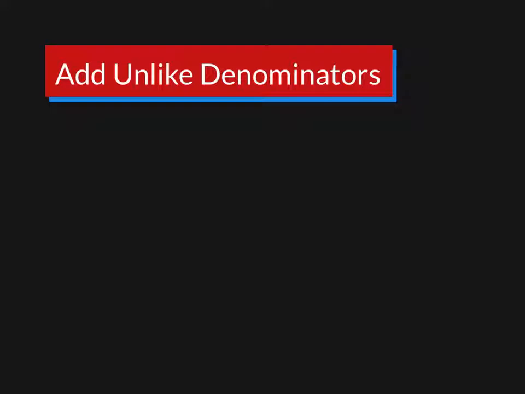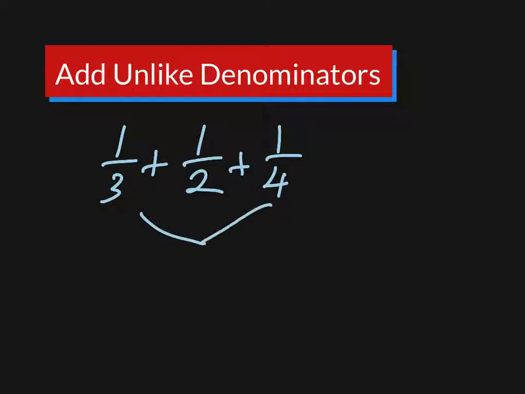Now on a final note, if you were to have more than 2 fractions that you're adding, then you'd follow the same process. So if you had 1/3 plus 1/2 plus 1/4, you would find a common denominator for the 3 of them. And in this case, it would be 12, since all of them divide into 12. So you'd create equivalent fractions with 12 as the common denominator, and then add.